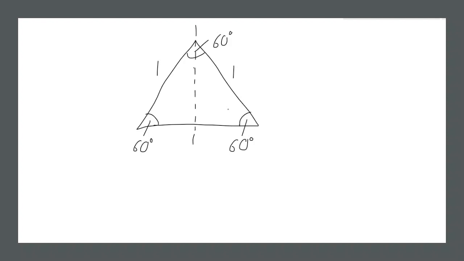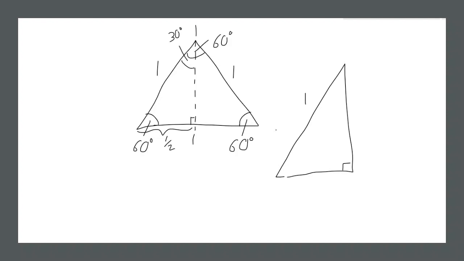What happens? Well, this angle gets cut in half and becomes 30 degrees. This is 90 degrees. This side length gets cut in half and becomes 1 over 2 instead of 1. So what are we left with then? We have a right angle triangle.